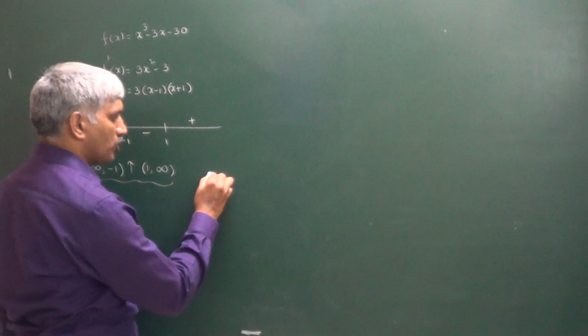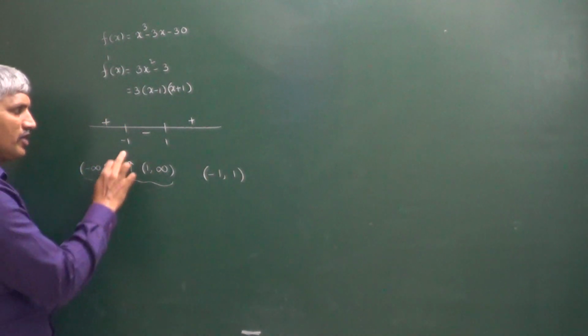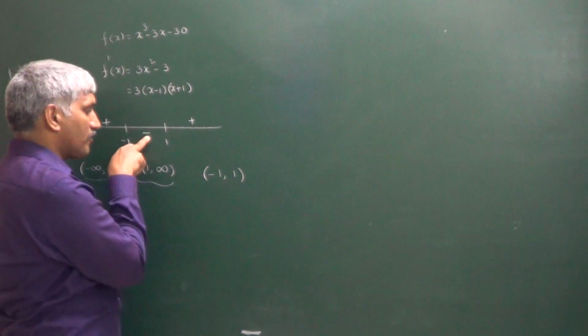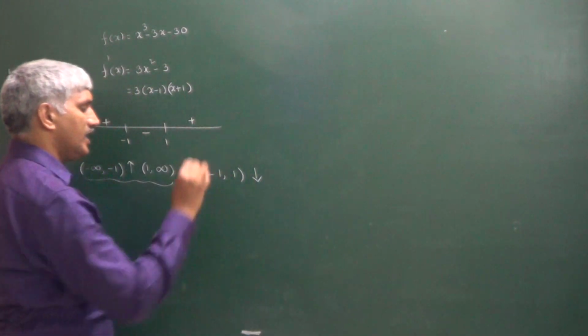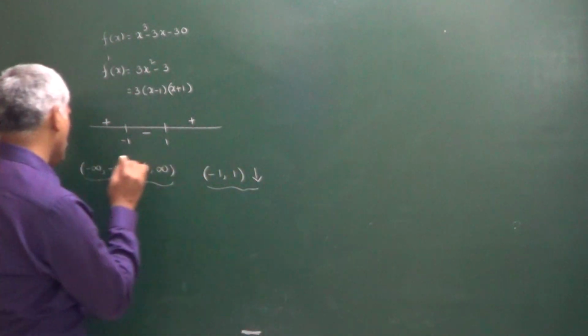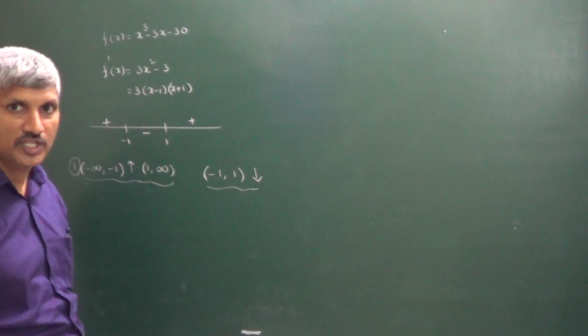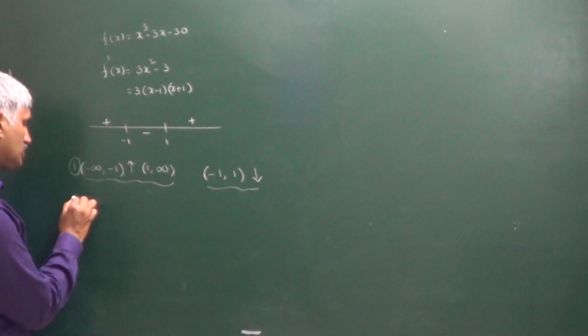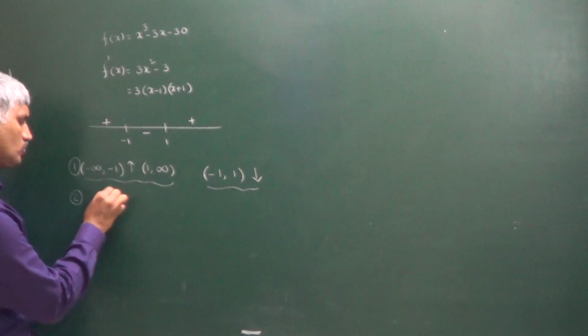At the same time you can check between minus 1 comma plus 1. Between minus 1 to 1, f dash of x is negative. So we can say the function is a decreasing function. That is the first information we got. We know where the function is increasing and where the function is decreasing. That information we have. The next, second point, is at x is equal to minus 1.